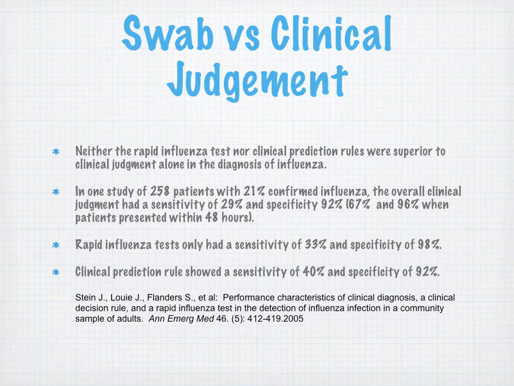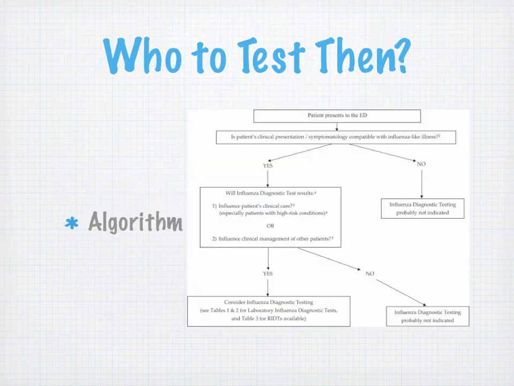In one study of 258 patients with 21% confirmed flu, the overall clinical judgment had a sensitivity of 29 with a specificity of 92, and we're talking about percentage. But then it was 67 and 96 when the patients presented within 48 hours. That's really high. So within 48 hours of symptom onset, sensitivity 67, specificity 96, using clinical judgment to detect influenza. And then the rapid influenza test only had a sensitivity of 33 and a specificity of 98, and the clinical prediction rule showed 40 and 92. And there's the reference there for where I got that nice bit of information.